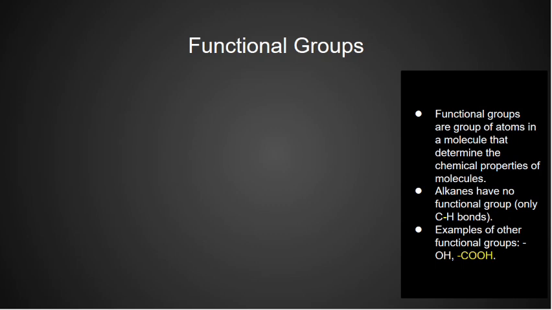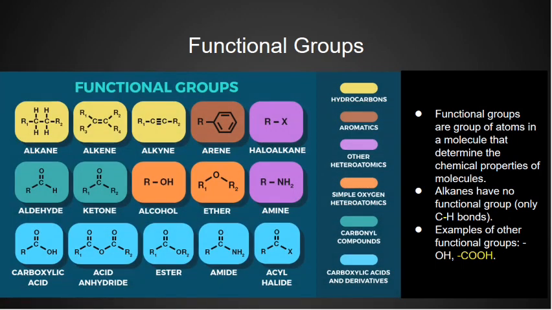Now by definition, we say a functional group is a group of atoms in a molecule that determine the chemical properties of the molecule. Alkanes have no functional group, only the C single bond H. In most cases, when you say alkane, the functional group there is just this bond. So alkane is usually represented by C single bond H. But we have other functional groups, like the OH, which is the hydroxy group. These are some other functional groups that we have here.